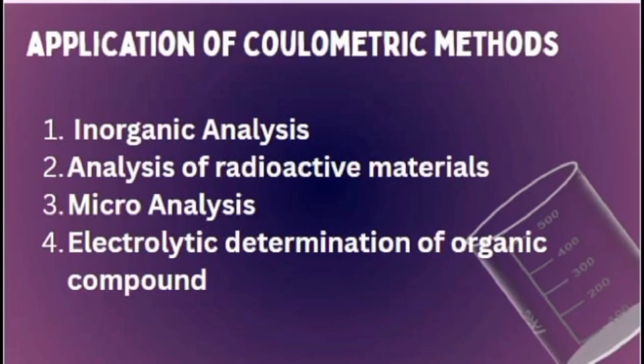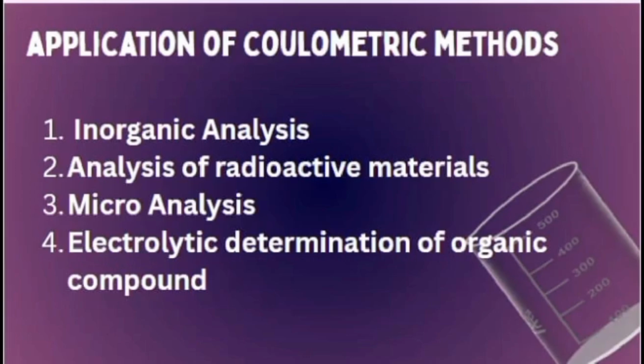So how does it work? A sample containing the target inorganic ion is placed in an electrochemical cell. A controlled potential or a controlled current is applied, causing the ion to undergo a redox reaction, either oxidation or reduction. So the total charge consumed during this reaction is precisely measured. This charge is then directly related to the number of moles of the target ion present using Faraday's constant.